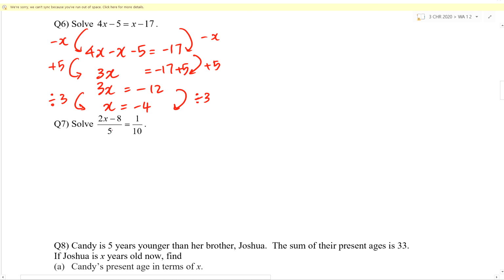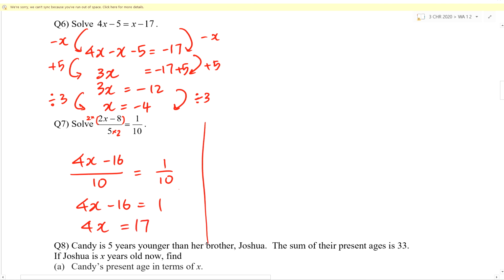Next, since the denominators are 5 and 10, we can multiply by 2 here. We also multiply by 2. So that results in 4x minus 16 over 10 equals to 1 over 10. Since the denominators are the same, then the numerators must also be the same for them to be equal. Which brings us to 4x minus 16 equals to 1. We add 16 to both sides. And now we divide by 4 on both sides.